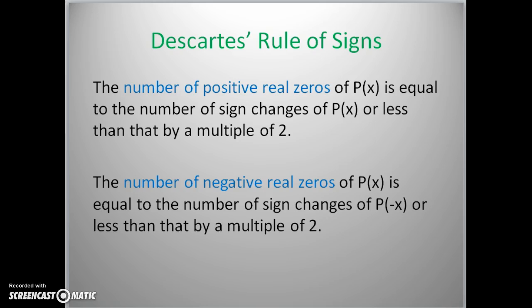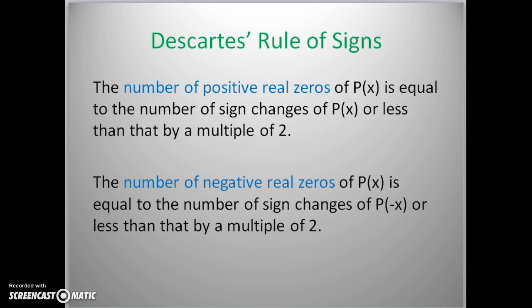The next thing we'll be using is Descartes' rule of signs. This tells us the number of possible positive and negative real zeros. The number of positive real zeros of p of x is equal to the number of sign changes of p of x, or it's less than that by a multiple of 2.